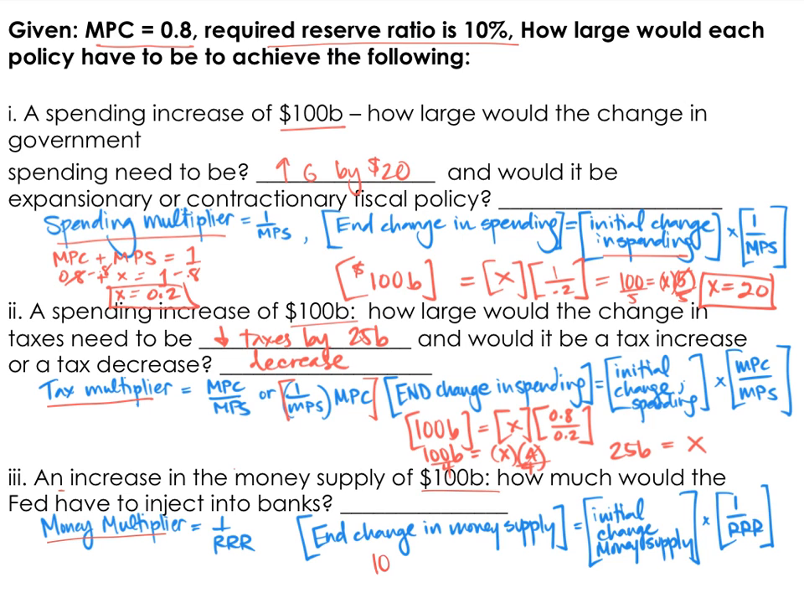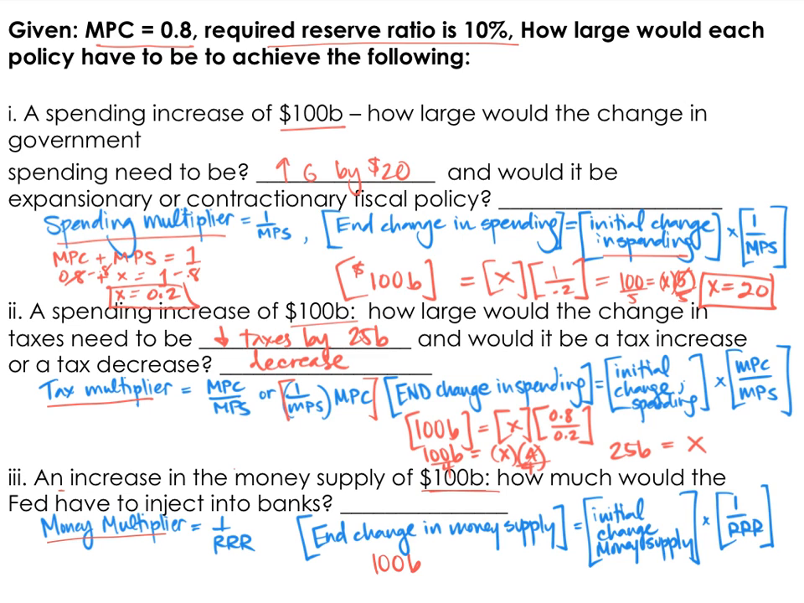100 billion is how much we need to change the money supply, and there's no way you could figure that out, how big that is. You'd have to be given that. So that was just pulled out of thin air by me.